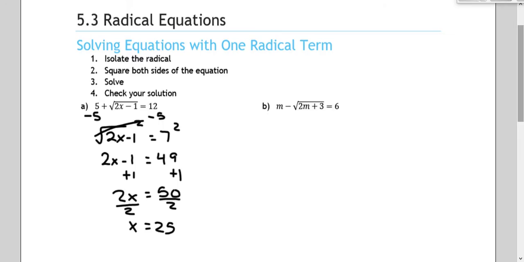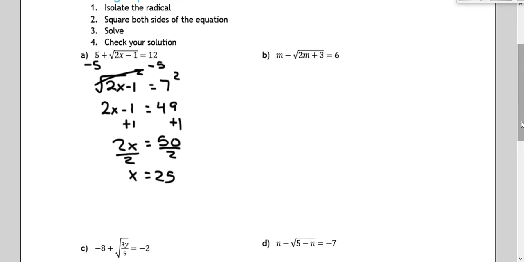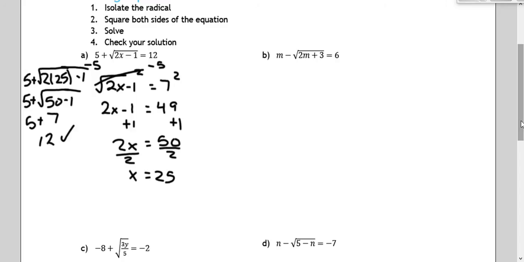Then you plug that in and check that it works. So then that would be 5 plus the square root of 2 multiplied by 25 minus 1. So then that gives us 5 plus the square root of 50 minus 1, 5 plus 7, 12. It works. And it doesn't always work, so check it.